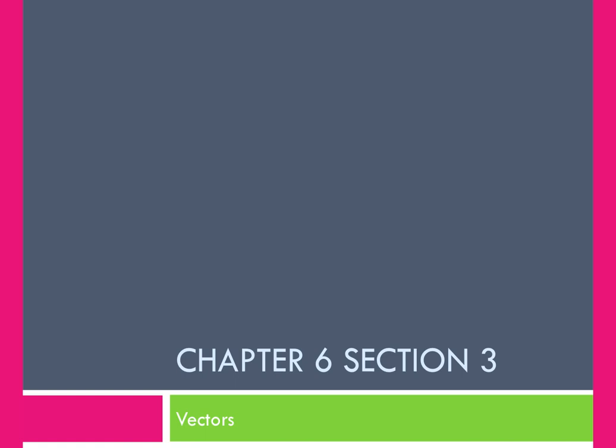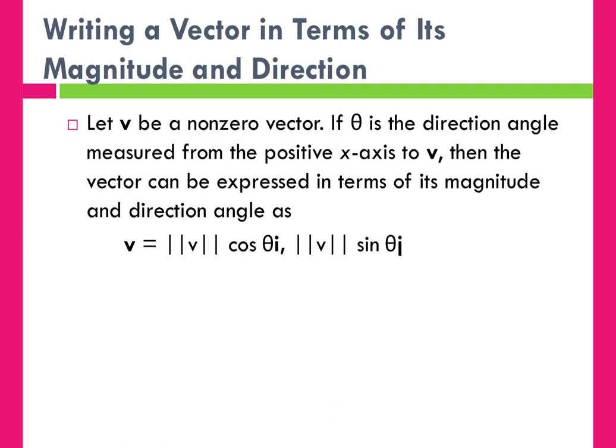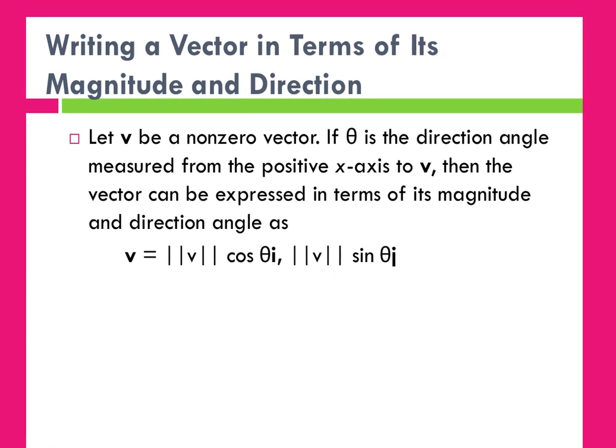Okay, this video is going to continue with chapter 6, section 3, vectors. This would be day 2 or part 2 of those notes. So we're continuing on with yesterday where we learned what a vector was, how to find component form and magnitude. And so we pick up with writing a vector in terms of its magnitude and direction.